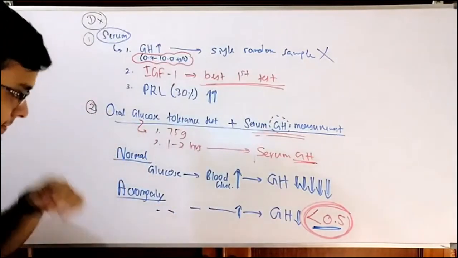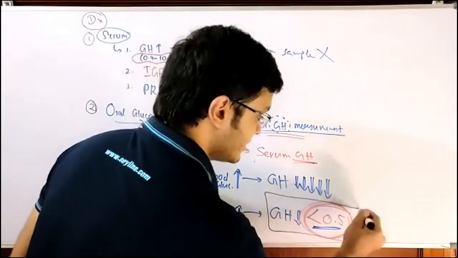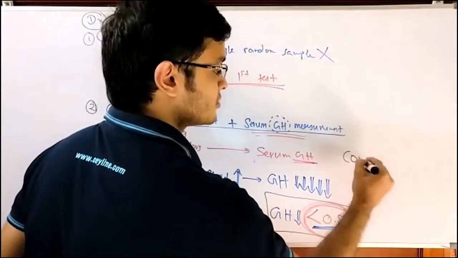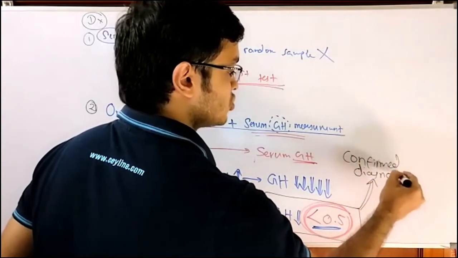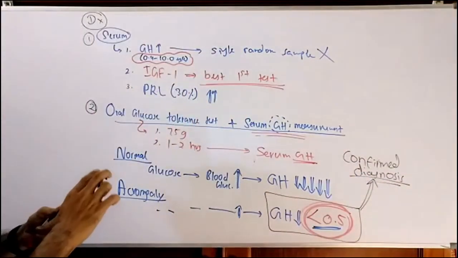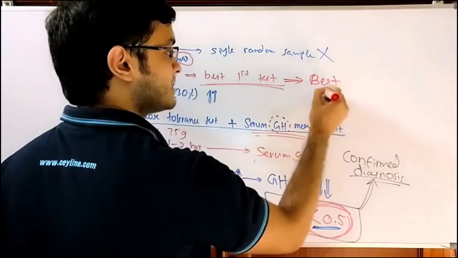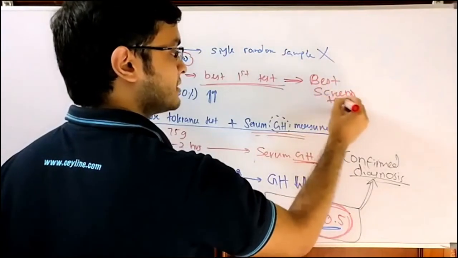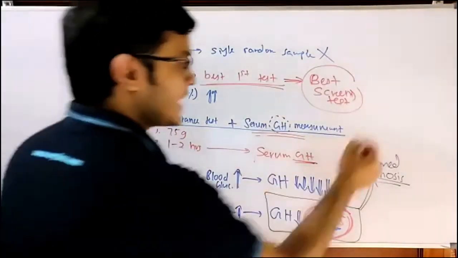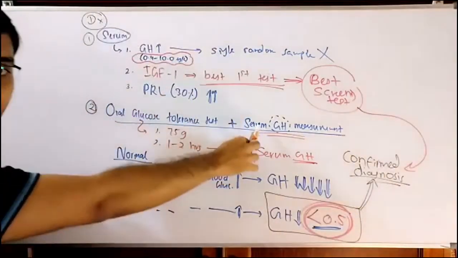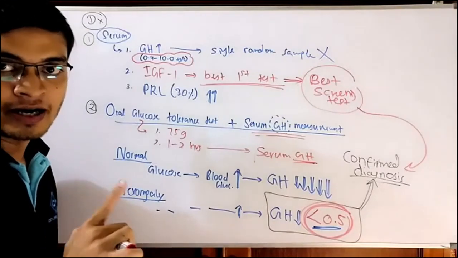So this test result is a confirmed diagnosis. What does this tell us, guys? IGF-1 is the best first test. This is the best screening test. We do IGF-1 first. Then to confirm the diagnosis, we follow it with the OGTT plus a serum growth hormone measurement. Very important.